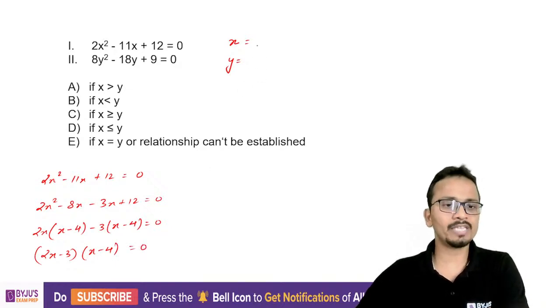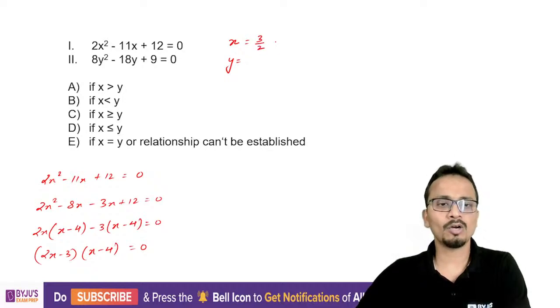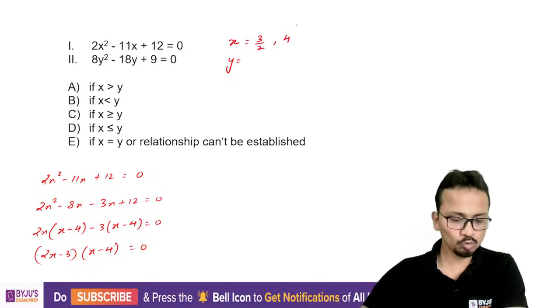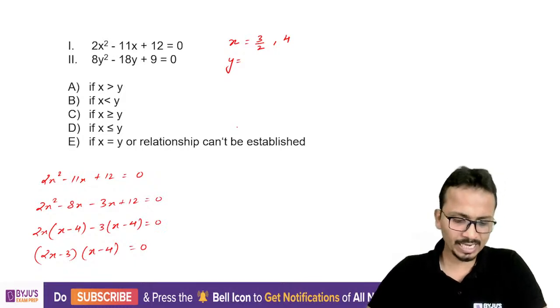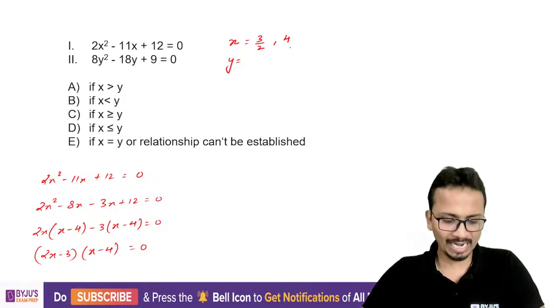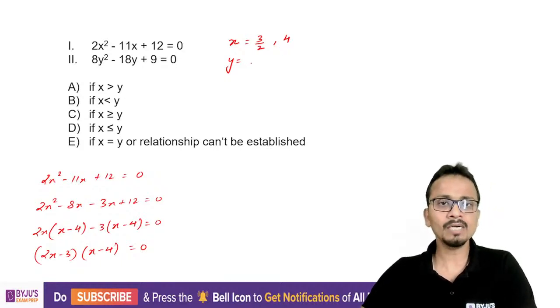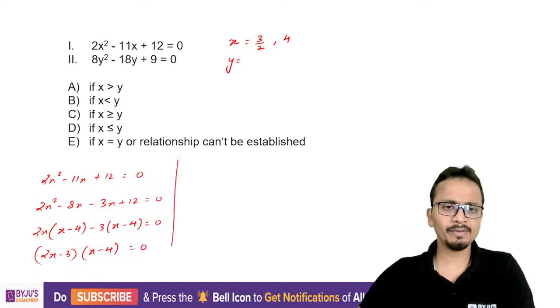So the factorized form is 2x minus 3 into x minus 4 equal to 0. So the values of x will be 3 upon 2 or 4. So these are the two values of x. Yes, Shaikh, you are right. So 3 upon 2 and 4, these are the two values of x. Gaurav, please be careful. Now I'm solving for y.